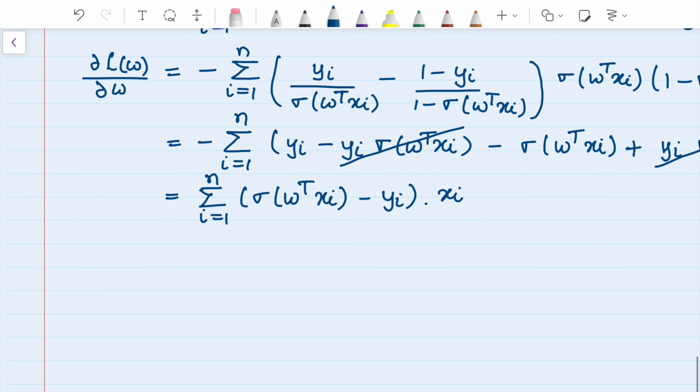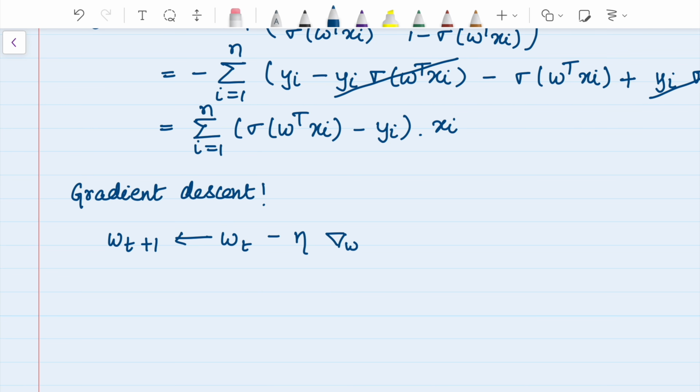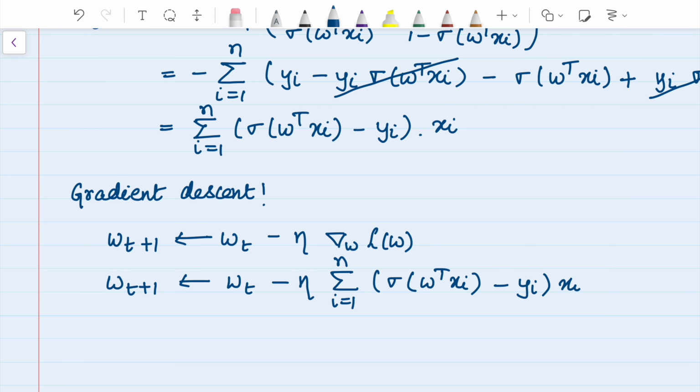As we discussed in earlier videos, we would be using gradient descent to find the optimal value of W. The gradient descent update equation would be W(t+1) equals Wt minus eta times the derivative of the loss function, which means W(t+1) equals Wt minus eta times the sum from i equals 1 to n of (sigma(W transpose xi) - yi) times xi. Therefore, we obtain the optimal value of W, which in turn gives us the value of P(x), which is represented as sigma(W transpose x).